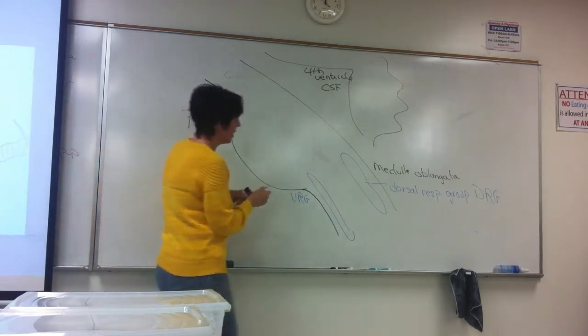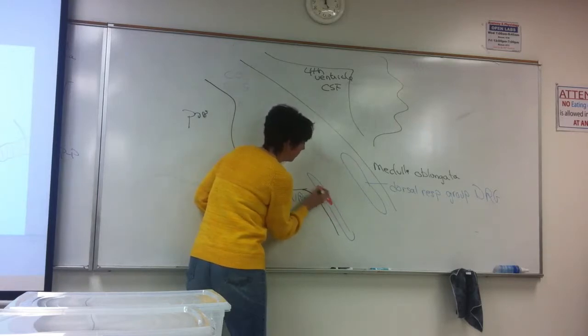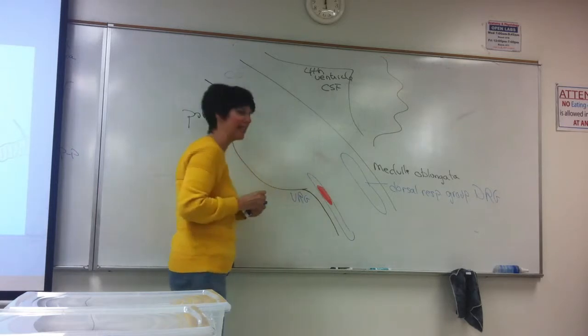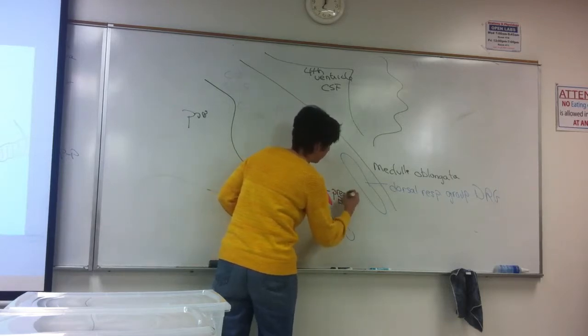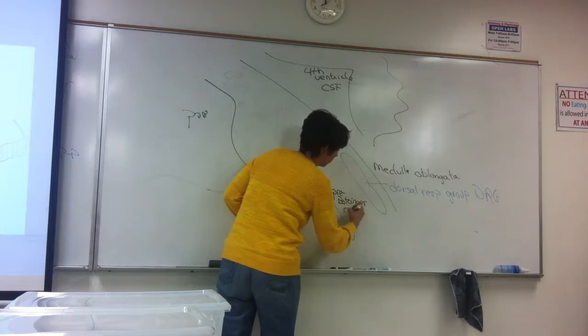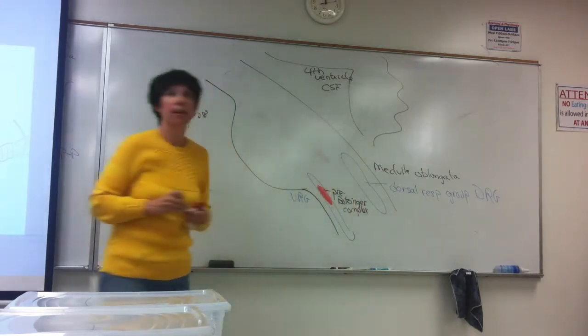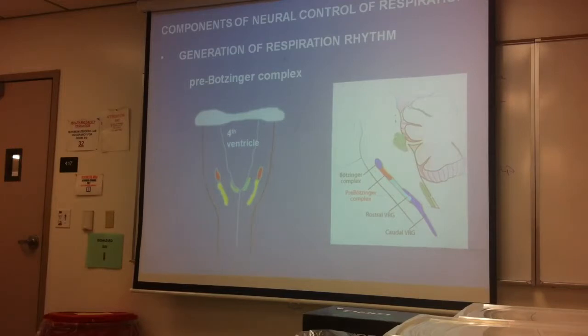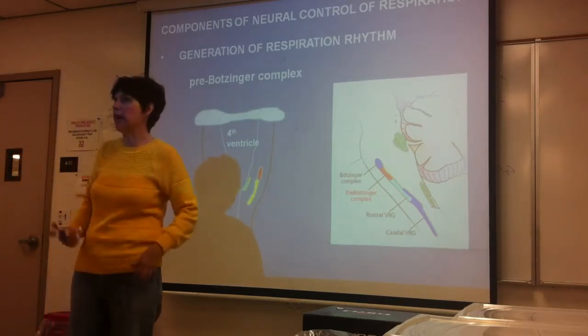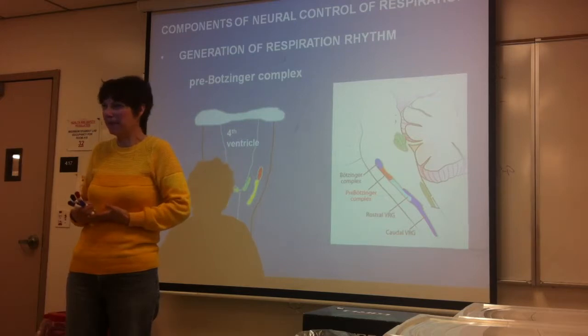And part of that VRG is this pre-Botzinger complex. It's just a fun phrase to say. So that is thought to be a group of neurons that depolarize on their own, similar to the way in which the SA node or the atrioventricular node had leaky channels and would just depolarize on its own. Okay? And that seems to be the region that sets up the neurons that fire and send excitation down to our diaphragm. All right?